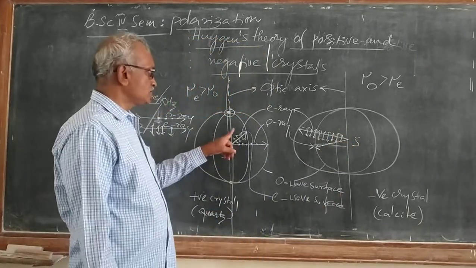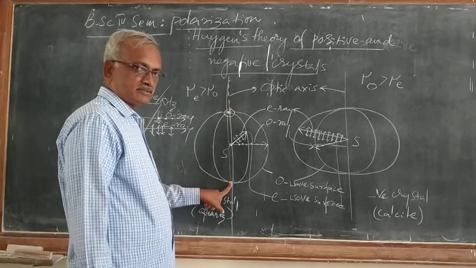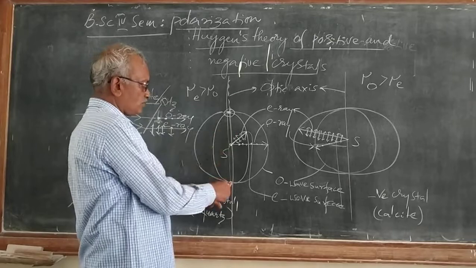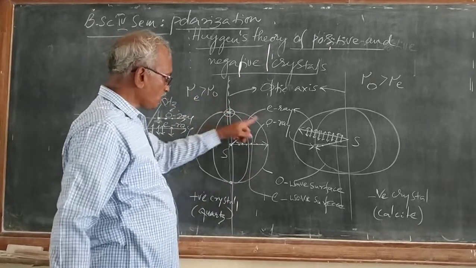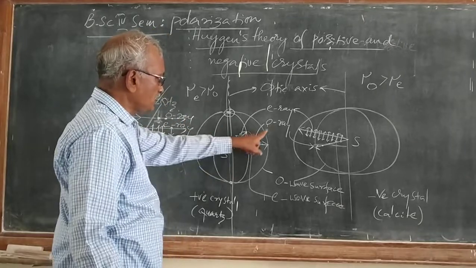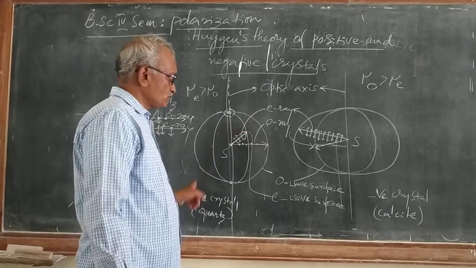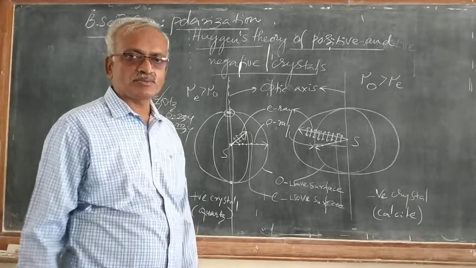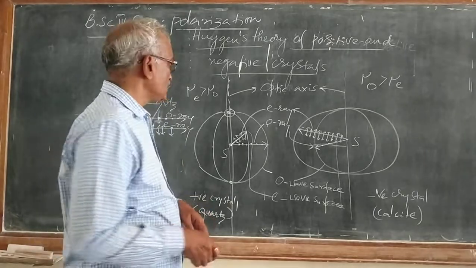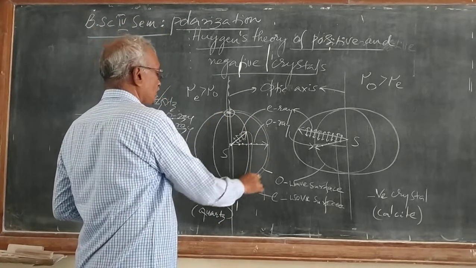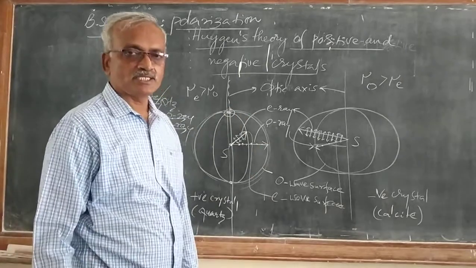So this line is common for the elliptical shape as well as the circular shape. The circular shape is the one for the ordinary ray, where the velocity is constant everywhere. If you find the vibrations of the particles and join all the particles at one time, you will get the ordinary wavefront. So the radius is constant in all directions.